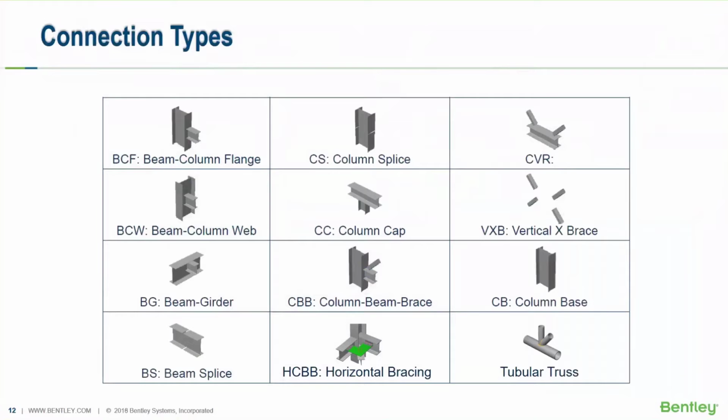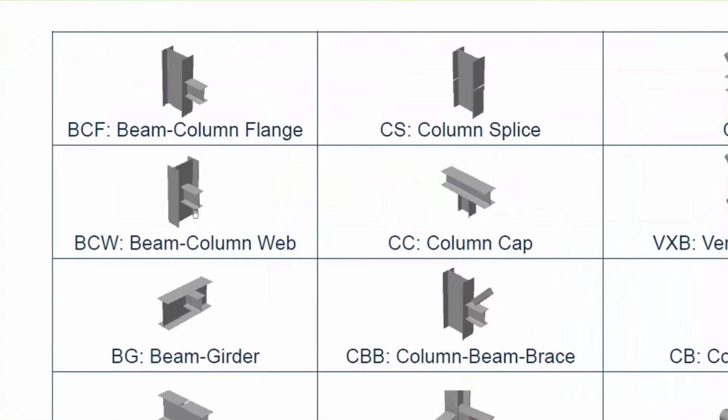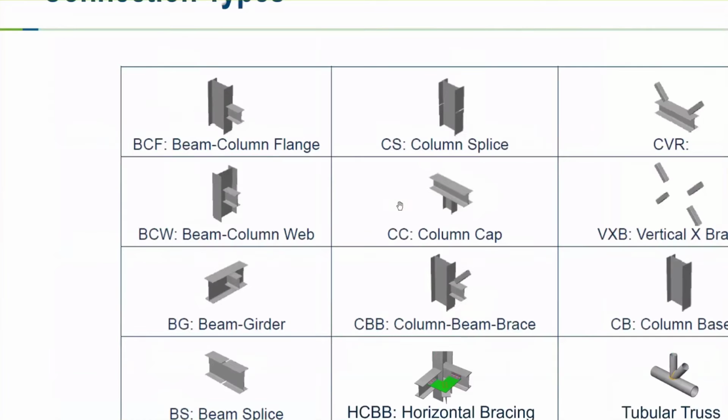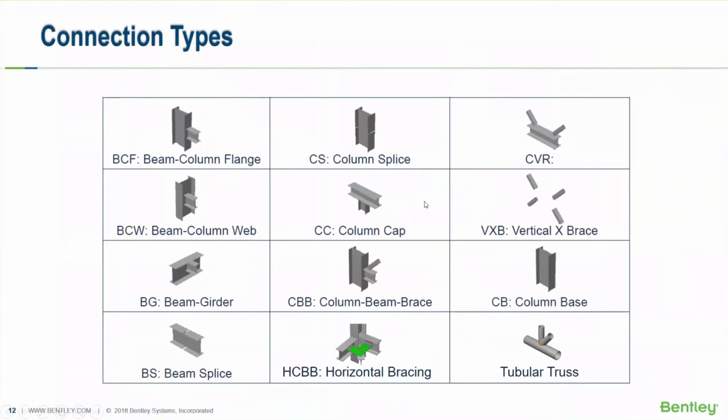I try to provide as much detail over here. These are the different routines we have in terms of beam column flange connections. You can see the picture, which probably clarifies a little bit more. The beam column web connections, the column splice, column cap connections, beam splice connections. In case you have chevron braces, even those can be designed. The vertical cross braces can be designed. The beam girder connections, and column, beam, and a brace in the vertical plane, if you have that, even that can be designed.